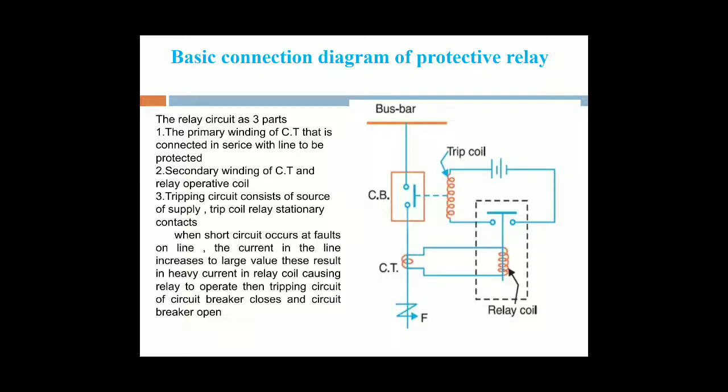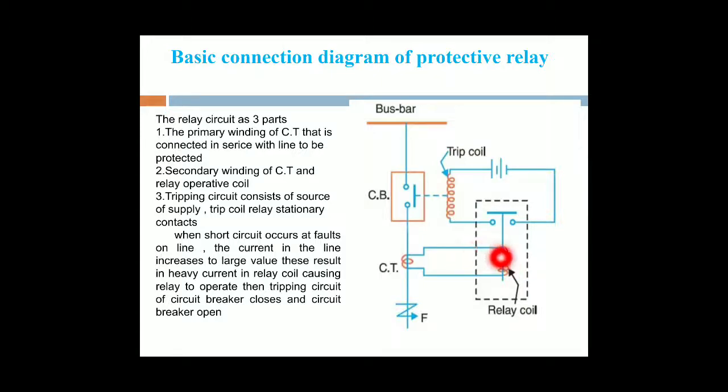Okay, next one is the basic connection diagram of a protective relay. This is the basic connection diagram for the protective relay. In that we have three parts. The total circuit is divided into three parts. The first one is the primary winding of the CT. CT means current transformer. This is the circuit breaker, and this is the bus bar. The bus bar is given to the circuit breaker. In that we are using one CT, and the secondary of that CT is connected to the relay coil.